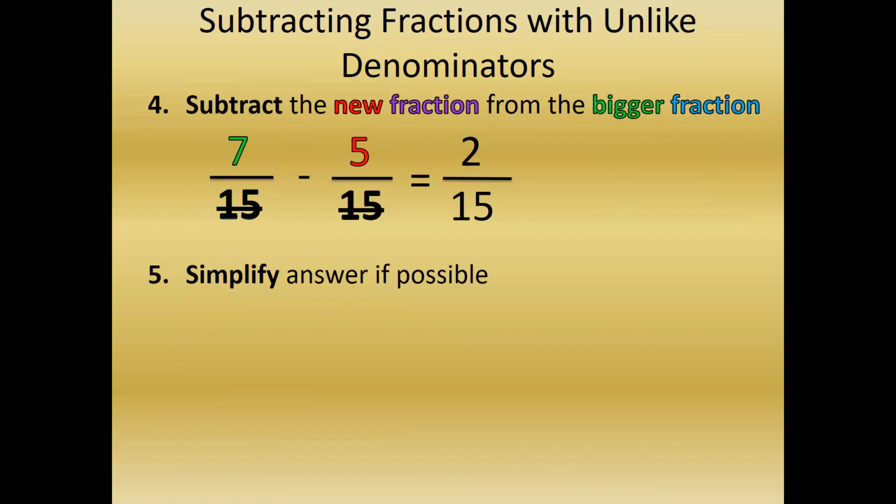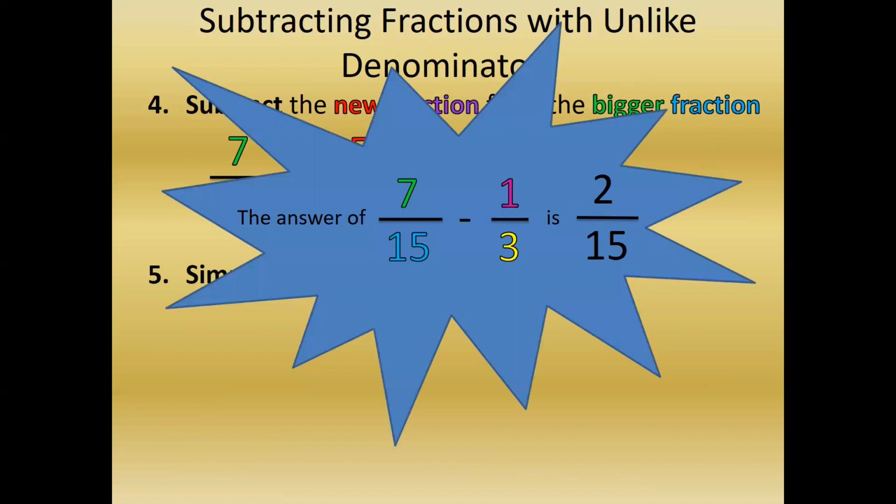So then we have to simplify the answer if possible. Is it possible to divide 15 and 2 by the same number to make them smaller? Well, 2 you can only divide by 1 and 2. So can you divide 15 by 1? Yes, but that equals the same thing. So can we divide 15 by 2? No, it does not go into whole numbers, so we cannot divide it. So that means the answer of 7 over 15 minus 1 over 3 is 2 over 15.